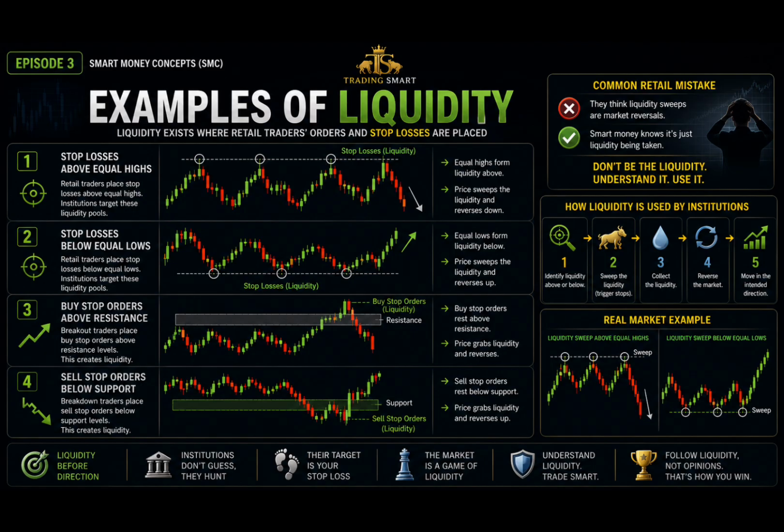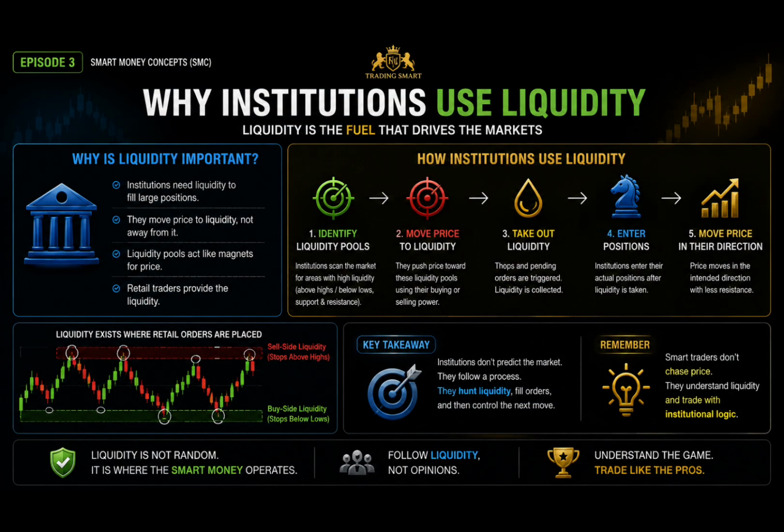Now that we've seen where liquidity exists, let's explore how institutions deliberately hunt these liquidity pools to enter and exit massive positions. One of the biggest secrets in trading is that institutions don't chase price, they chase liquidity. Liquidity is the fuel that drives the markets because banks and hedge funds need large amounts of orders to enter and exit positions efficiently. This is why price often moves toward areas where stop losses and pending orders are clustered.